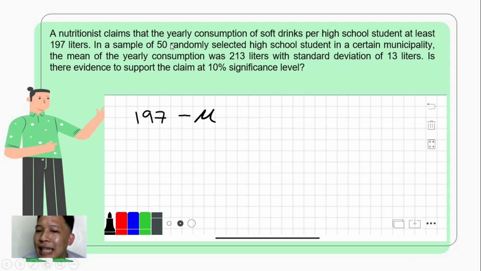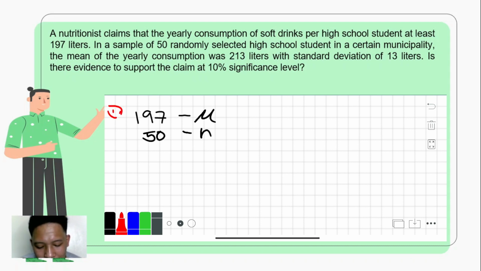Now, in a sample of 50 randomly selected students. So, sino po si 50? 50 is our sample size. Okay? So, ito po yung step 1 natin. We state our given. Next is that, sabi dyan, among the 50 randomly selected high school students, the mean of the yearly consumption was 213 liters. So, ibig sabihin, gamit yung 50 randomly selected, that is our sample. So, our sample mean, represented by X bar, was 213.